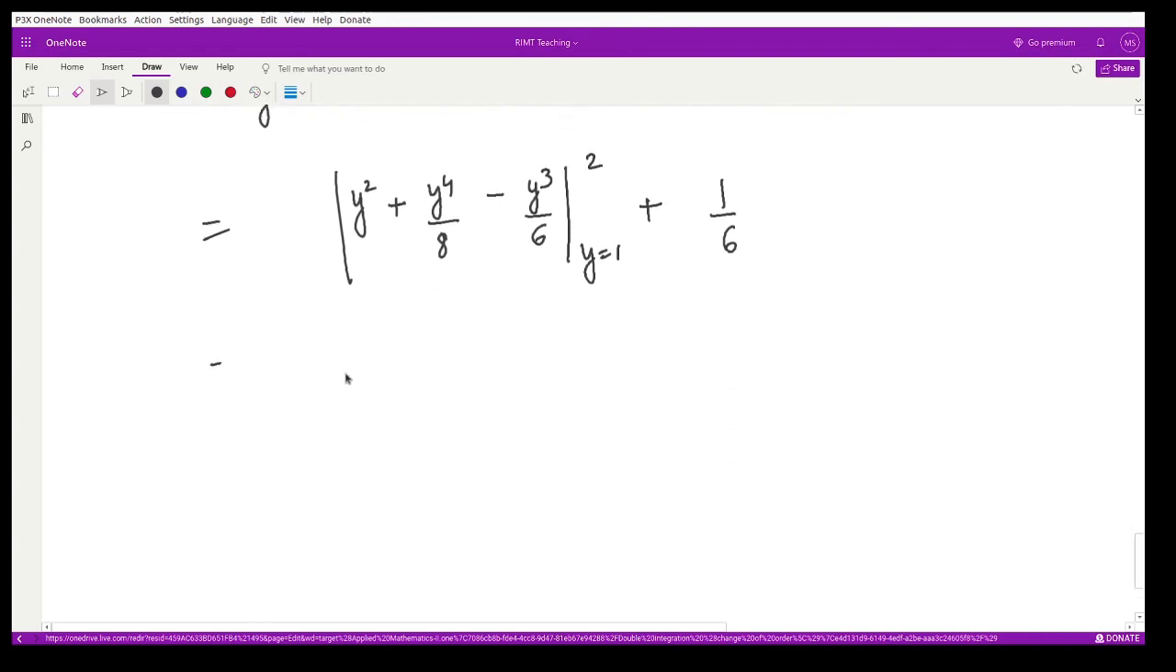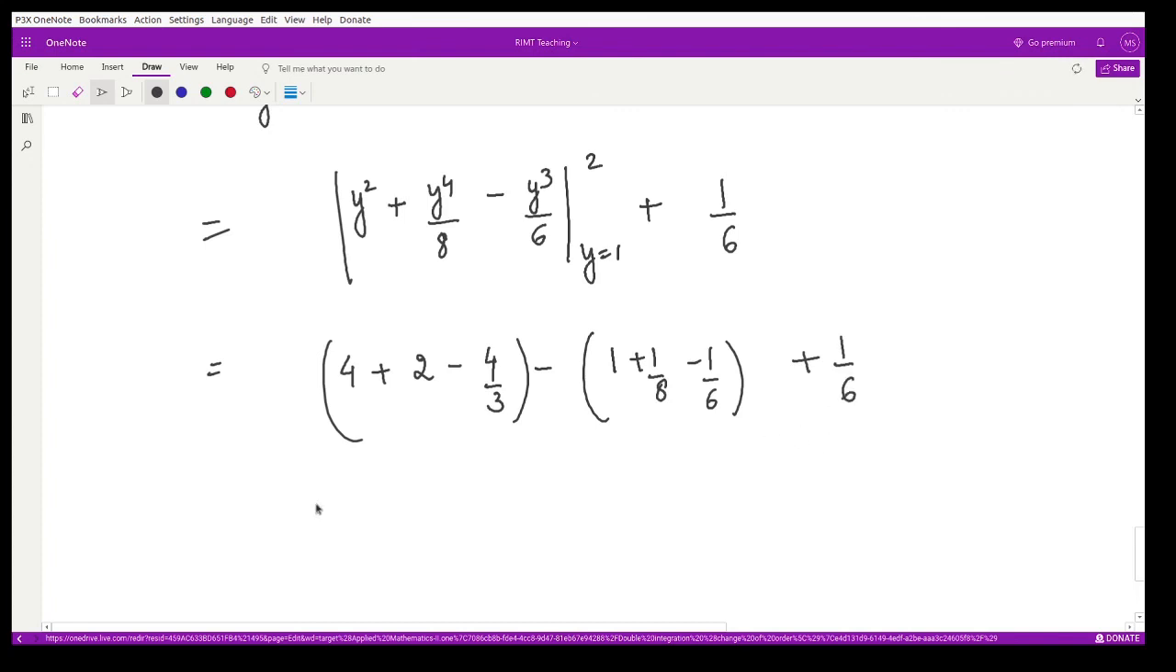So this is equal to 4 plus 16 by 8, that is 2, and 8 by 6, that is 4 by 3, when you substitute the upper limit. And for the lower limit, it is 1 plus 1 by 8 minus 1 by 6, and you have plus 1 by 6, right? So when you solve this, you have 4 plus 2, 6 minus 1, that is 5, and then you have minus 4 by 3 minus 1 by 8 plus 2 by 6, that is 1 by 3. So when you simplify this, your final answer would be 3 by 8. So this is your answer.